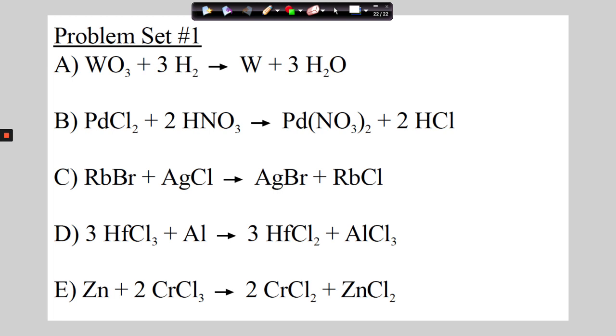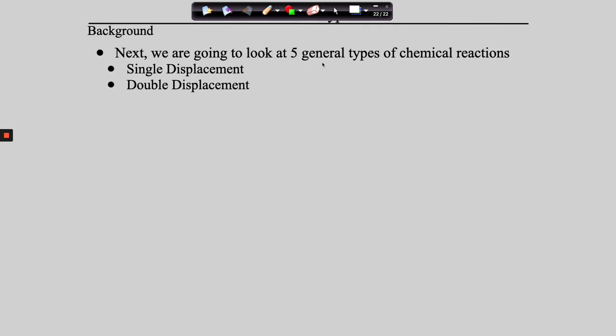Let me introduce you. This is slide number 1. Guys, let me introduce you to the 5 genres of chemical reactions that we're going to talk about today. Single and double displacement, synthesis, decomposition, and combustion. And guys, by knowing these genres, you're going to be able to predict what happens in the story. Just like a romance novel, you know where it's headed.